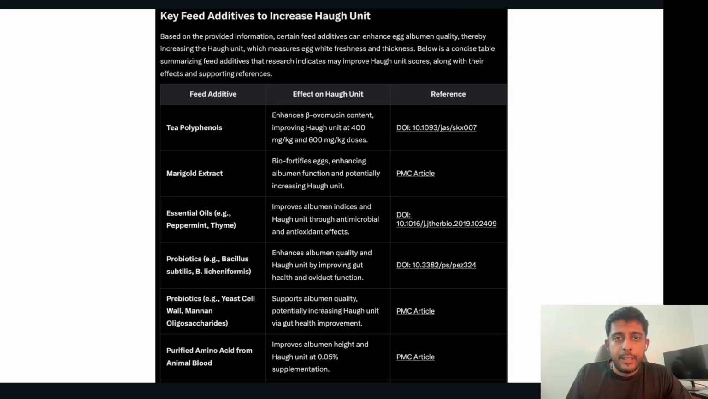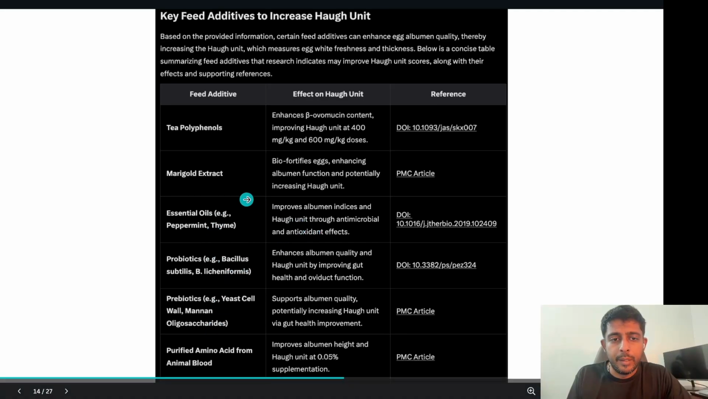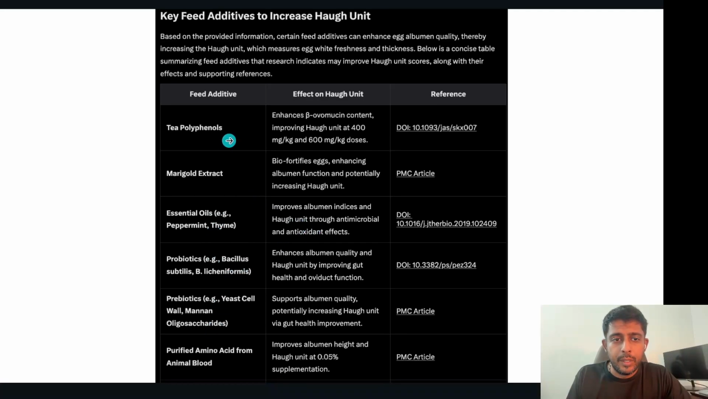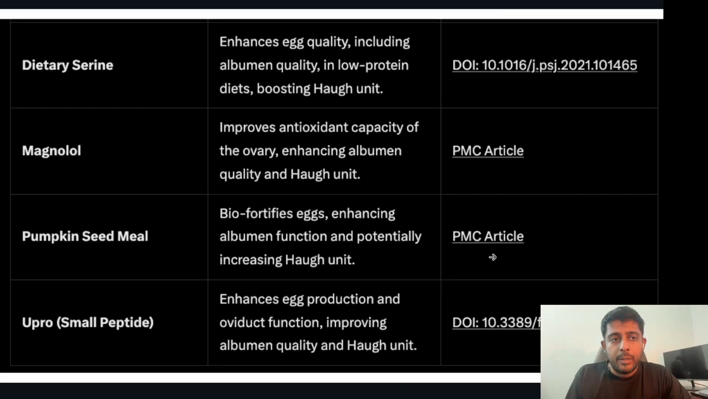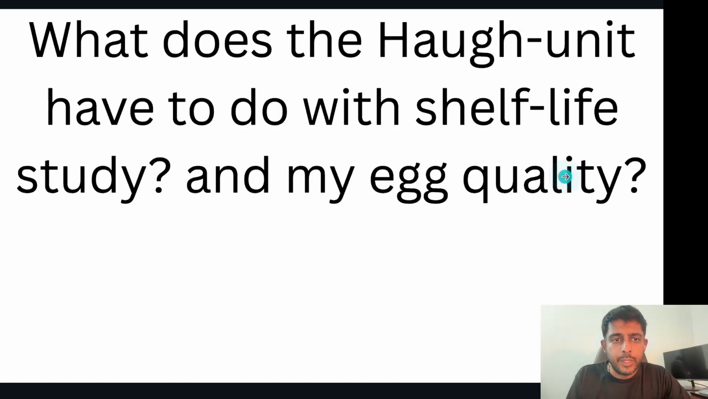Let's look at the key additives that increase the Haugh unit. These are a mix of natural and synthetic as well. You have everything from tea polyphenols to essential oils, and pay more attention to this probiotic. We'll be circling back to this. We also have pumpkin seed meal and some peptides to increase the albumin quality. I'll be posting all these links in the description like I did with the previous presentation.